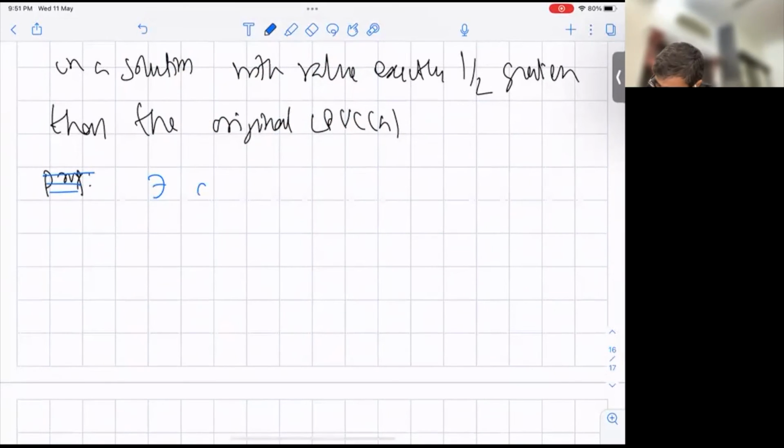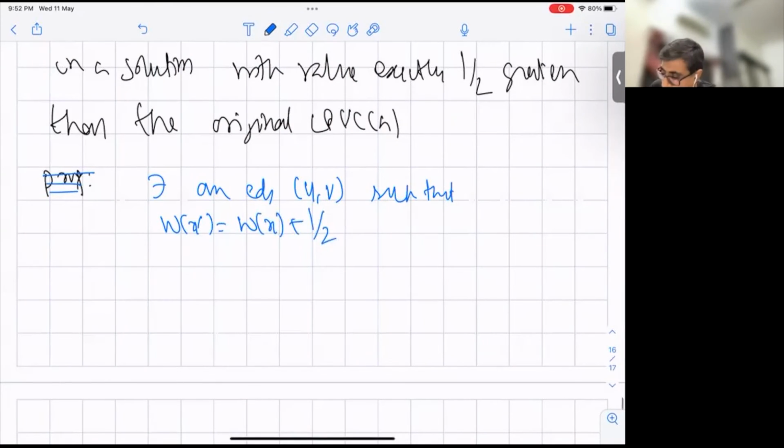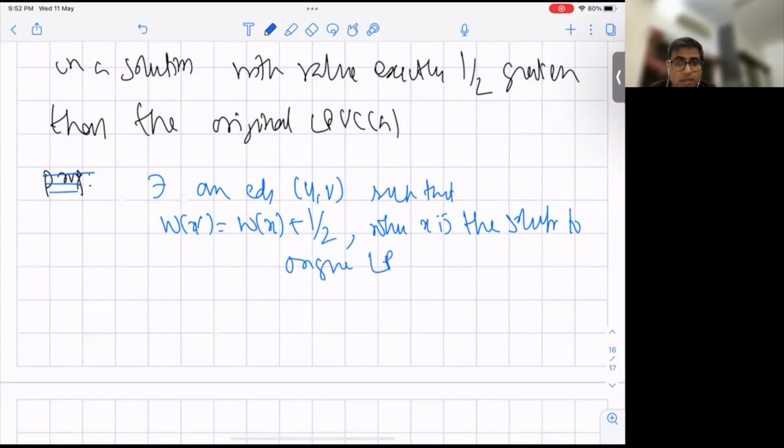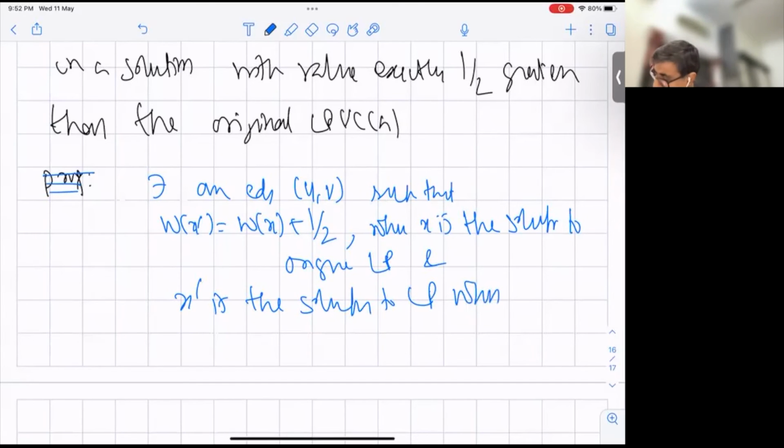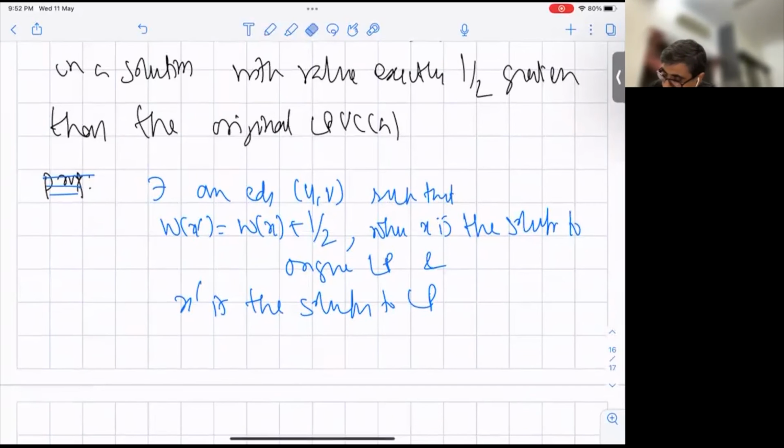Suppose there exists an edge UV such that weight of x prime is weight of x plus half, where x is the solution to the original LP and x prime is the solution to the LP with x prime u equal to x prime v equal to 1.